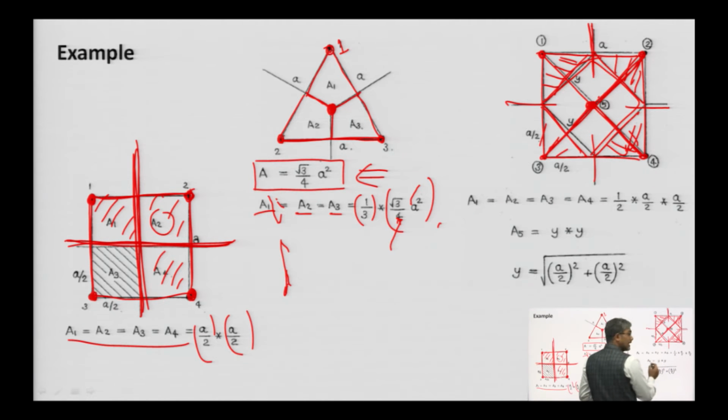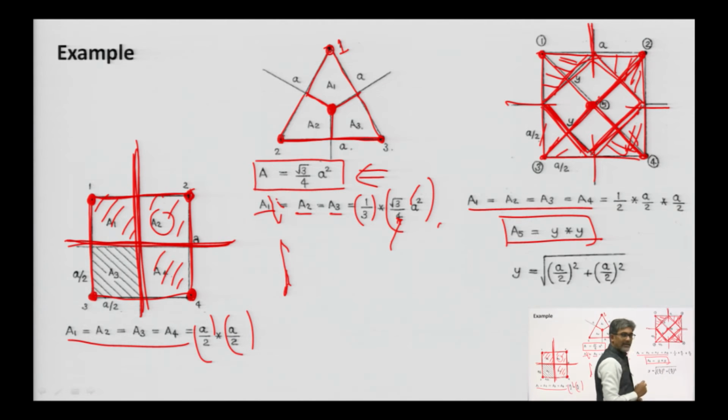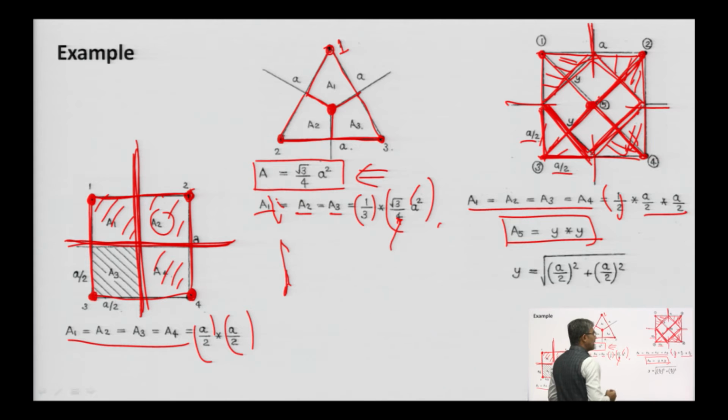So, for area A5, if this side is y and this side is y, then the area will be y square, y times y, and A1, A2, A3 areas are the same. The area can be calculated by this triangle, half into side A by 2. So, we can calculate the value of y using this.